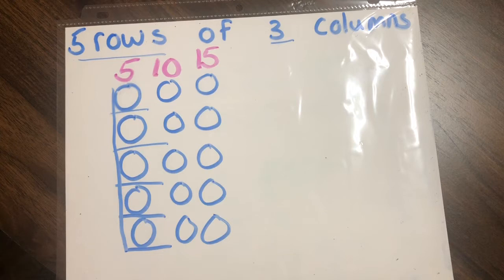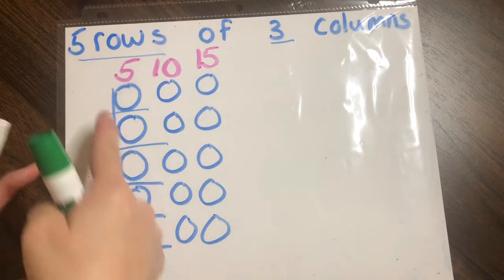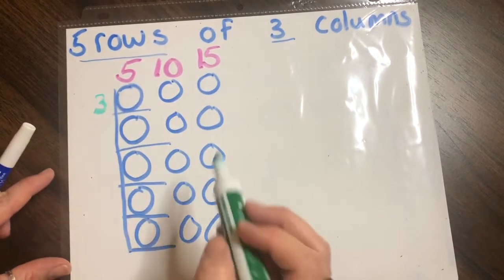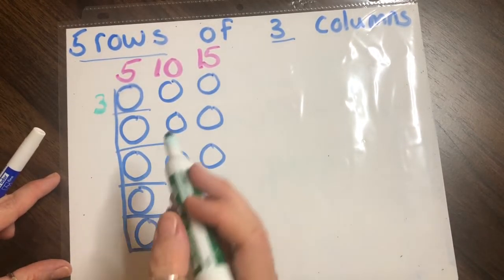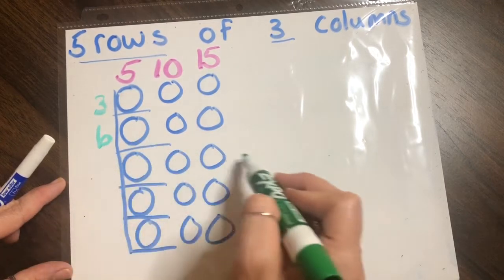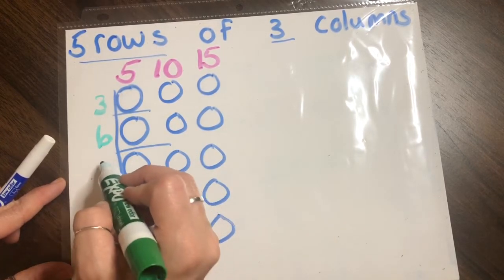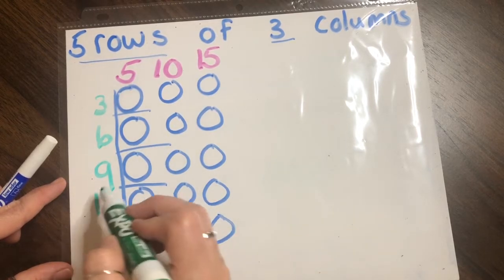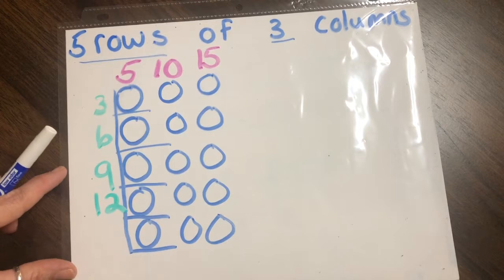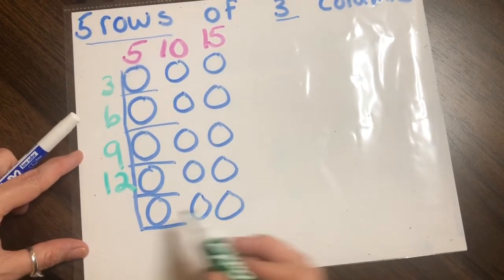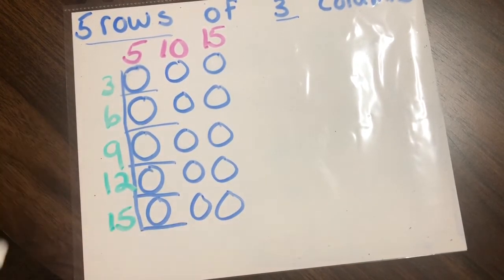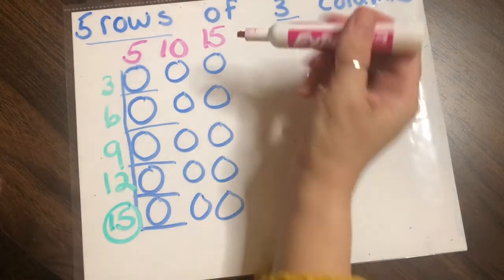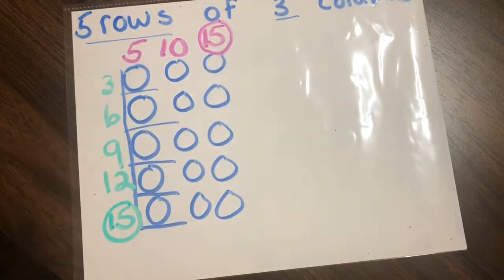Now I'm going to try the opposite way and count by 3s. So I see 1, 2, 3. Count with me. What's 3 plus 3? 6. 3 more. 9, 3 more, 12, 3 more, 15. So whether I am counting by 3s or I am counting by 5s, I end up with 15.